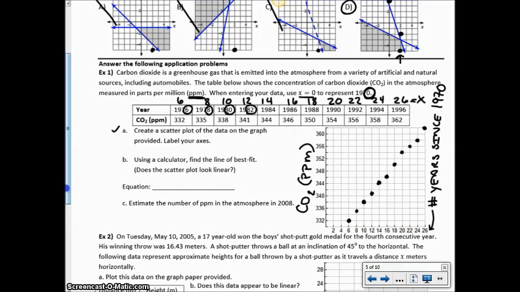All right, so it says, after you use the calculator, find the line of best fit. Does the scatter plot look linear? Well, yes. We just said that. Looks pretty linear to me. So your equation that you found should have been y equals 1.49x plus 323.05. Okay. I always go ahead and put my r value just so that I can see what it is. So 0.99. So that's definitely a strong positive.